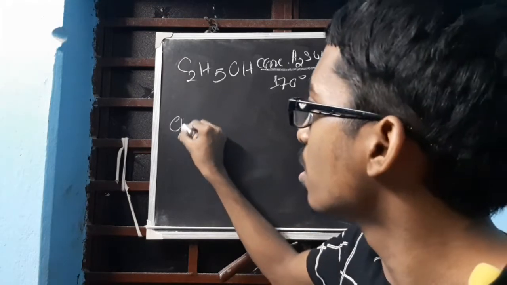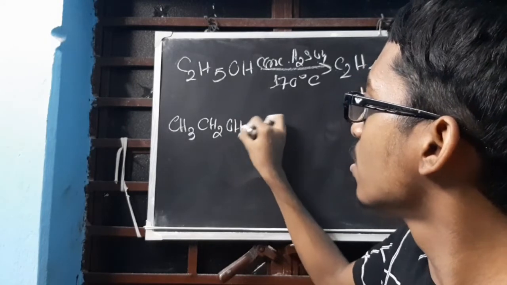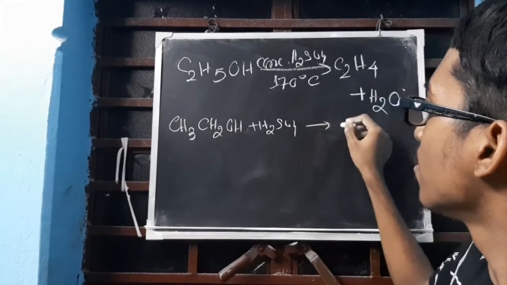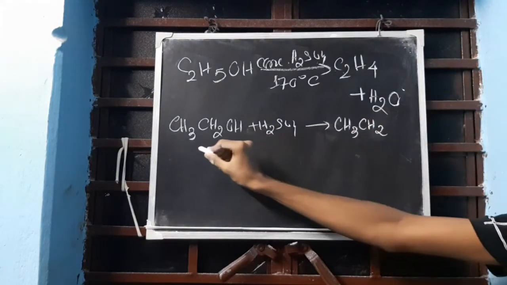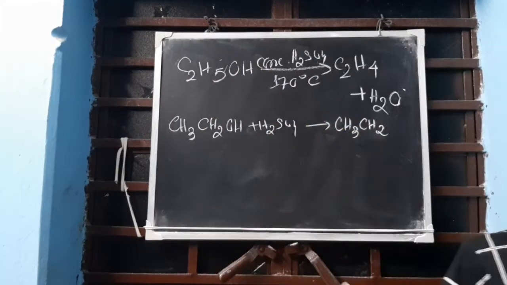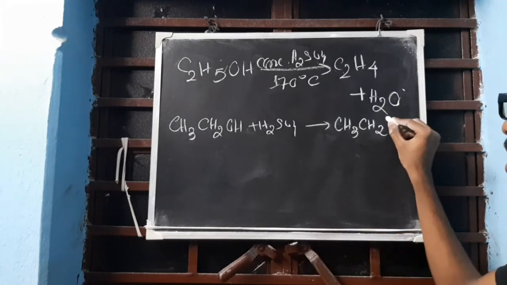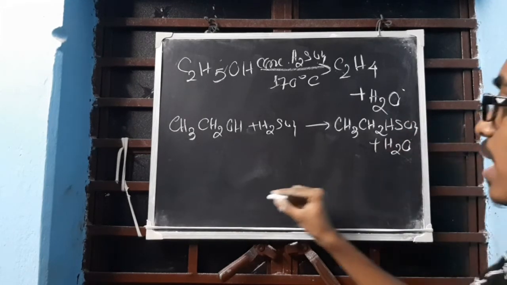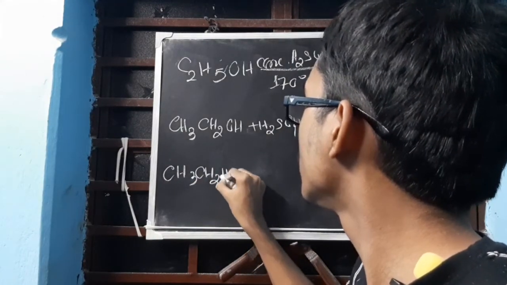No problem is there. See, CH3CH2OH added with H2SO4. This is given in the first step. It gives you CH3CH2HSO4 plus H2O. This was the same as this only. Anything different? We have just expanded that part. Nothing else. C2H4 we have expanded. And the next step they have got is CH3CH2HSO4.